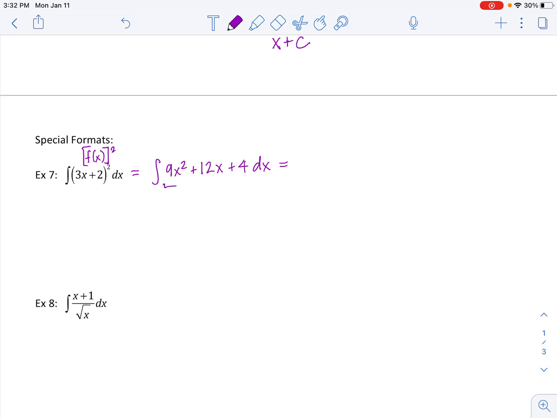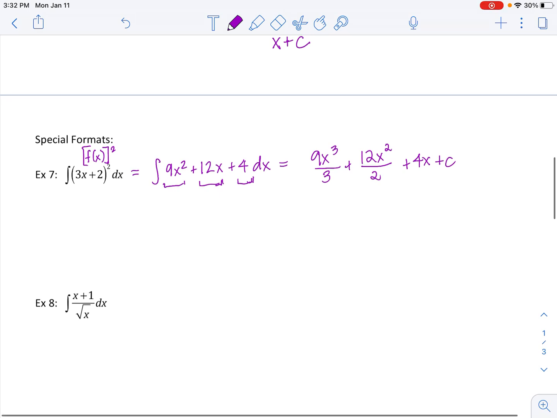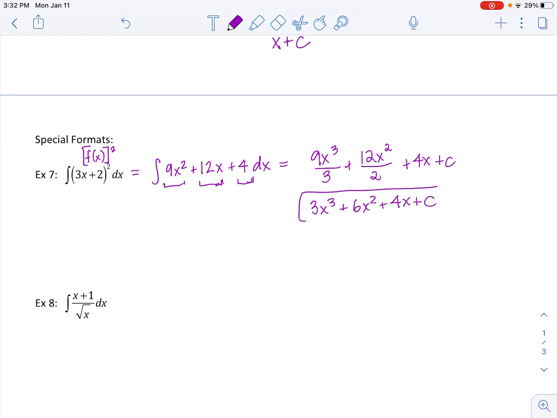So I'm going to just do it one term at a time. Come up with each antiderivative. The antiderivative of 9x squared is 9x to the third over 3. We'll simplify it later. Plus 12x squared over 2 plus 4x, which we just picked up in the last example, and then the constant of integration. So canceling things out, this is 3x cubed plus 6x squared plus 4x plus c. The end. Okay. All right.